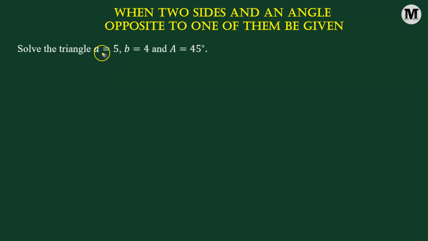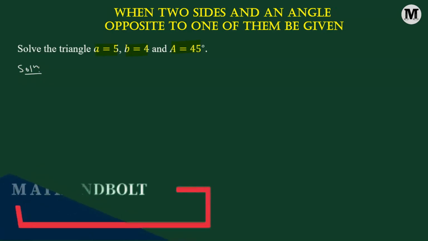Solve the triangle with side a equals 5 units, b equals 4 units, and angle A equals 45 degrees. Okay, let us begin. First, we'll construct the triangle ABC.